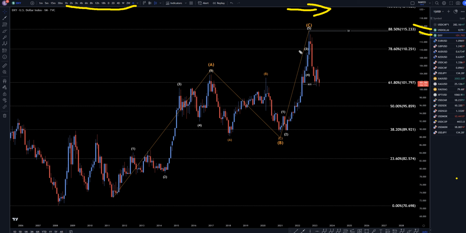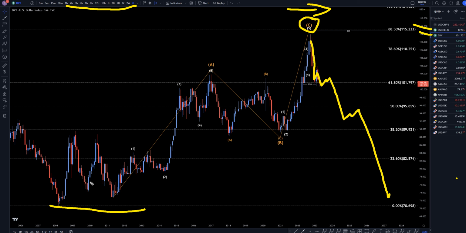So on the DXY monthly, I still think there's a very good likelihood this is the end of a wave C and that this move down is going to end up turning into a downtrend, making lower lows, lower highs, probably eventually taking out this low way back here. Now we are talking about the monthly. That's going to take a very, very long time to play out.